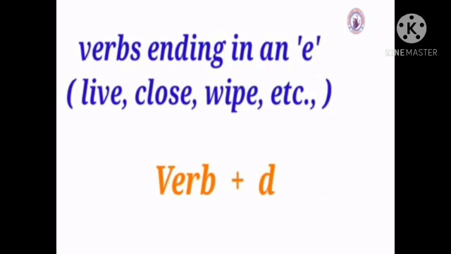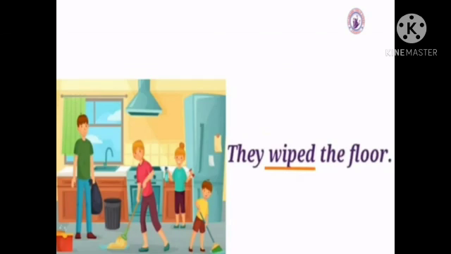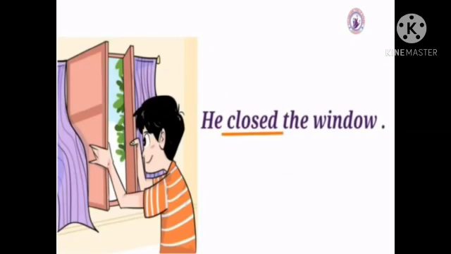Now some verbs end in an e, like live, close, wipe, etc. In these verbs, d is added at the end and the past form is formed. Let's learn some examples. They wiped the floor. Here the base verb is wipe and only d is added after the main verb wipe. He closed the window. The base verb is close and only d is added after the verb close and it becomes closed.